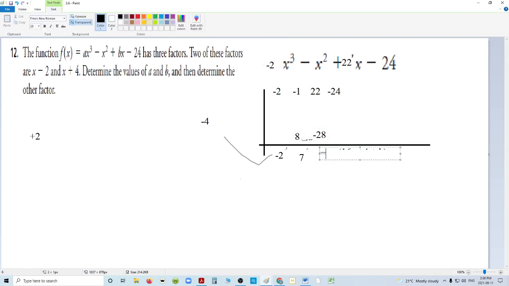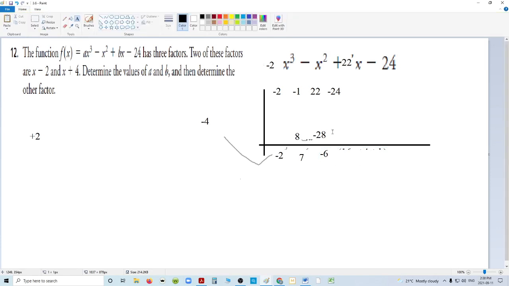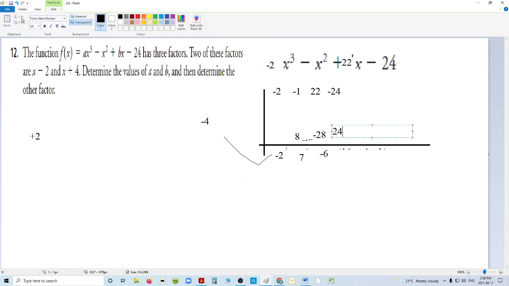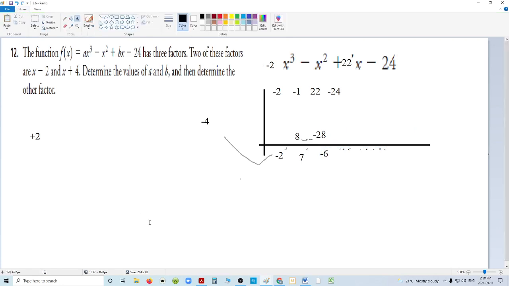I do in this one. I get plus 24 here, which cancels out the minus 24. So that worked. And if I do it with the 2 here, I should also get a remainder of 0. Oh, and actually I should just continue here because they want the other factor.